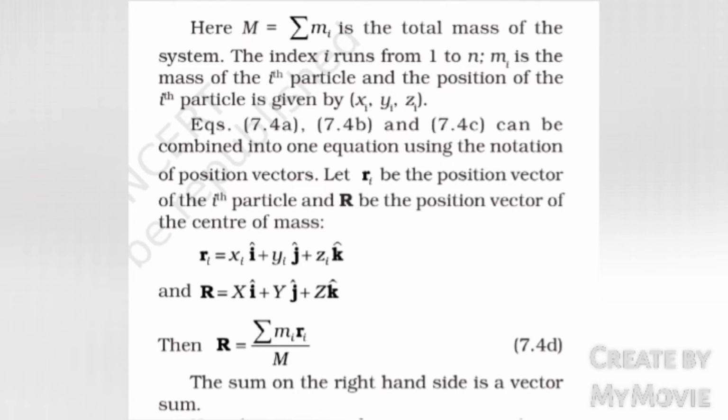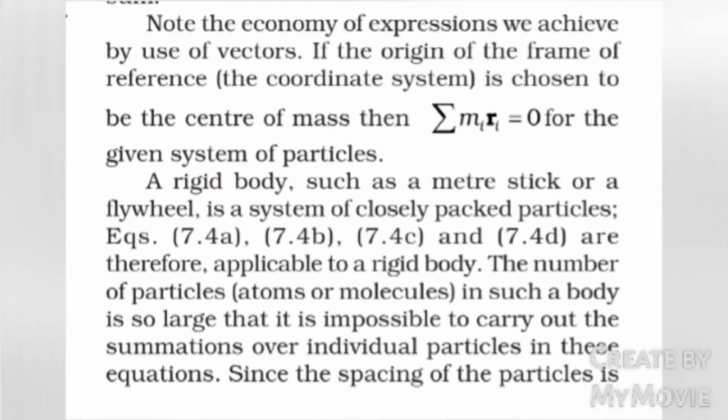Then R equals summation mi ri divided by M. The sum on the right hand side is a vector sum. Note the economy of expression we achieve by use of vectors.